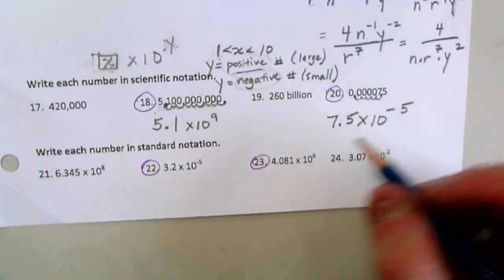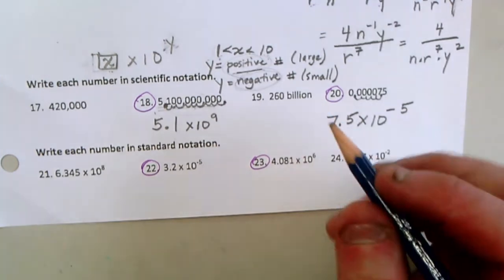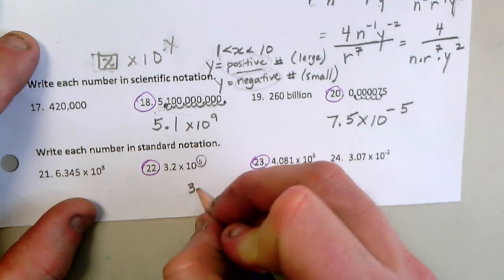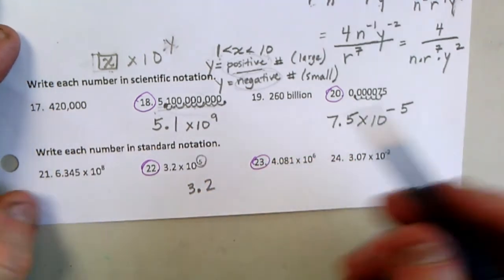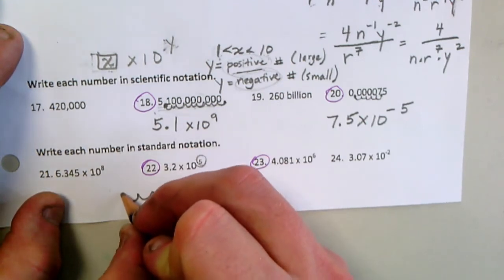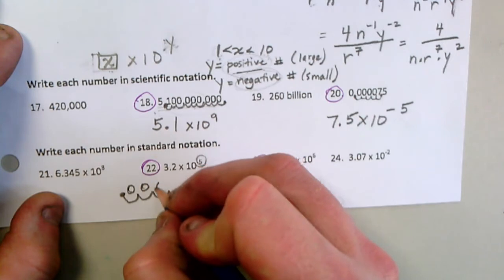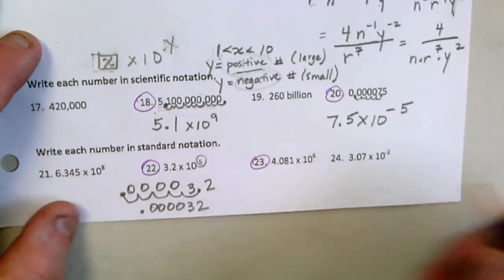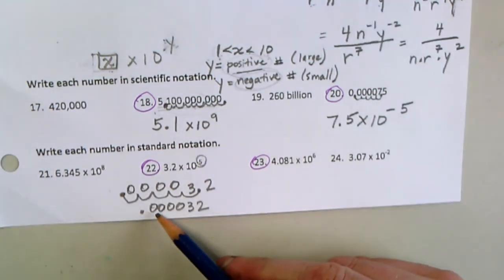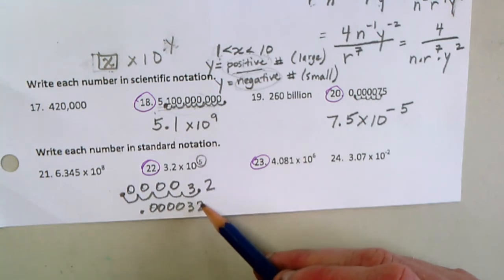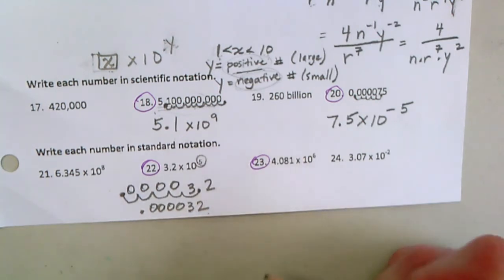For this one down here, first thing I'm going to check is that it's a negative exponent, so that means a real tiny number. Right now I have 3.2 times 10 to the negative fifth. Since it's a small number, I go 1, 2, 3, 4, 5 and fill in all those spots with zeros: 0.000032. Tenths, hundredths, thousandths, ten-thousandths, hundred-thousandths, millionths, so 32 millionths, a very tiny number.